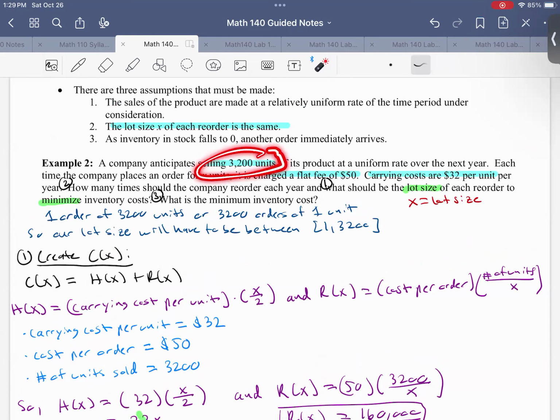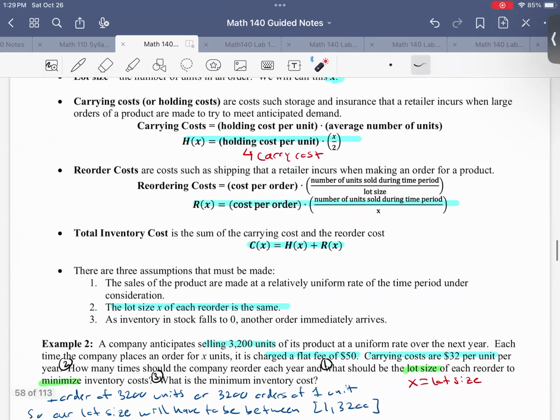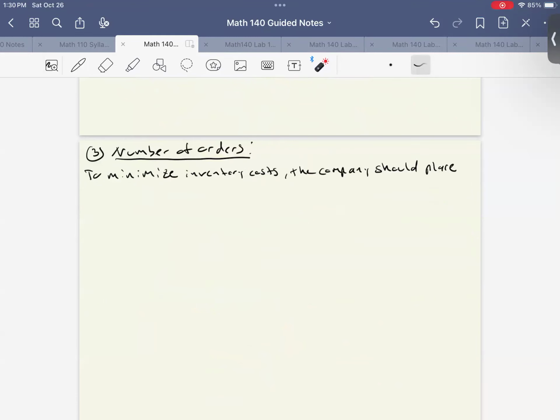I'm going to cut up this 3,200 by the 100 lot size we found in order to find how many times we should reorder. So if we look at this here, number of units sold divided by lot size, that's really what we would need to check out in order to find out how much we should reorder to minimize that cost. So I'm going to divide number of units, which is 3,200, by the lot size we just found. So let's go ahead and write that out. To minimize inventory costs, the company should place 3,200 over 100 equals 32 orders.